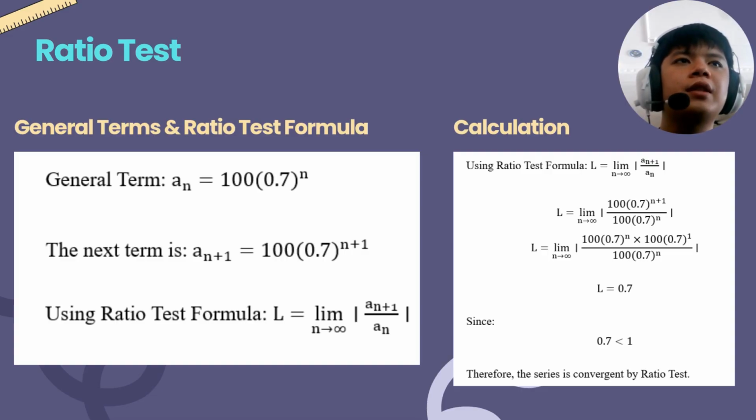After substituting the values, the 100 can be cancelled and the 0.7 power of n can also be cancelled. Therefore, the final value of L is 0.7. Since 0.7 is less than 1, the series is convergent by the ratio test.